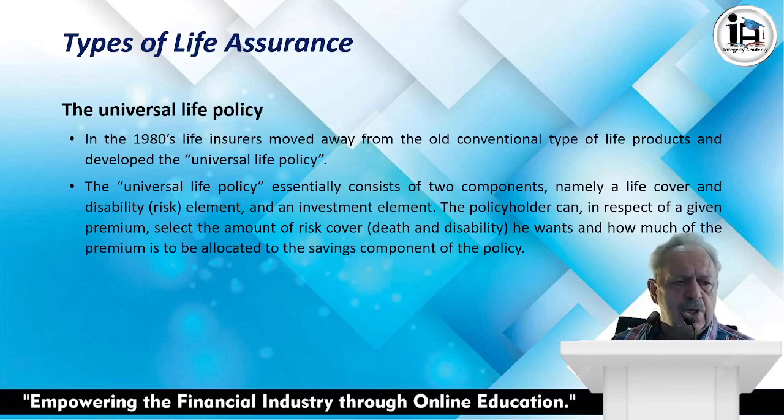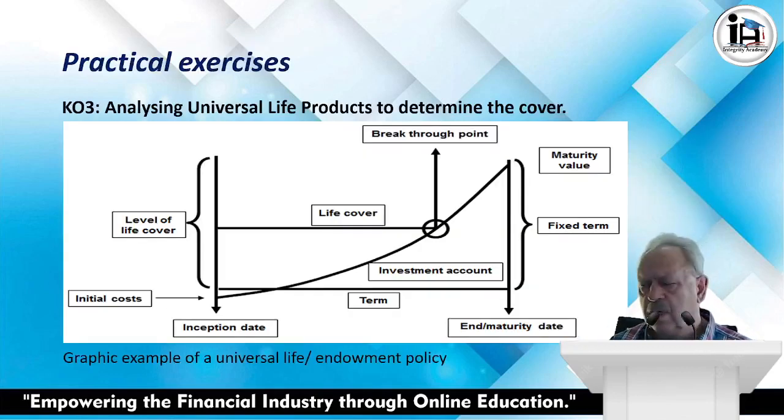So the universal life policy essentially consisted of two components, namely a life cover and a disability or risk element, and then an investment element. The policyholder can, in respect of a given premium, select the amount of risk, death or disability he wants, and how much of the premium to be allocated to the savings component. And usually the client has forgotten that some of the premium has gone towards risk.